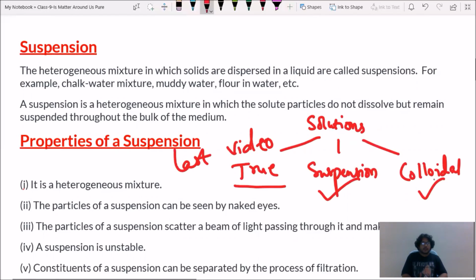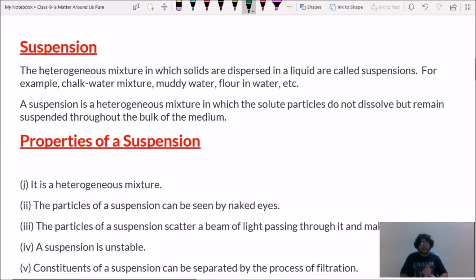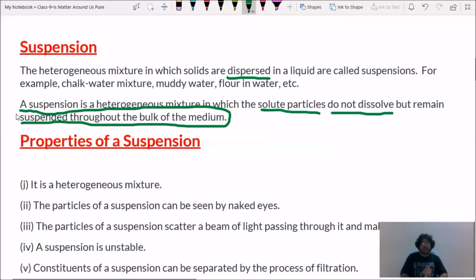Now, first of all, what is meant by suspension? You can observe the heterogeneous mixture in which solids are dispersed in a liquid are called suspensions. So what is meant by dispersed? A suspension is a heterogeneous mixture in which solute particles do not dissolve but remain suspended throughout the bulk of the medium, throughout the solution. It will be in that solution, but it will not dissolve in that solution.